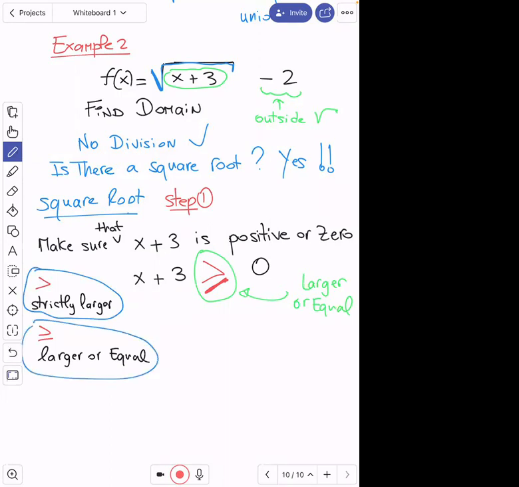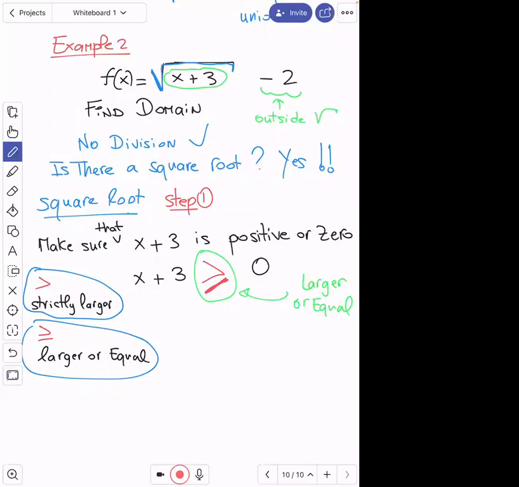So in our case, we need to make sure that x plus 3 is positive or 0. So it can be equal to 0, because if x plus 3 is 0, the square root of 0 is equal to 0. That's well defined because 0 times 0 is 0, right? So we need to solve this inequality, right? So we need to find the set of values of x for which x plus 3 is positive or 0, or larger or equal to 0, okay? Again, larger or equal to 0 means it's positive or 0, right?